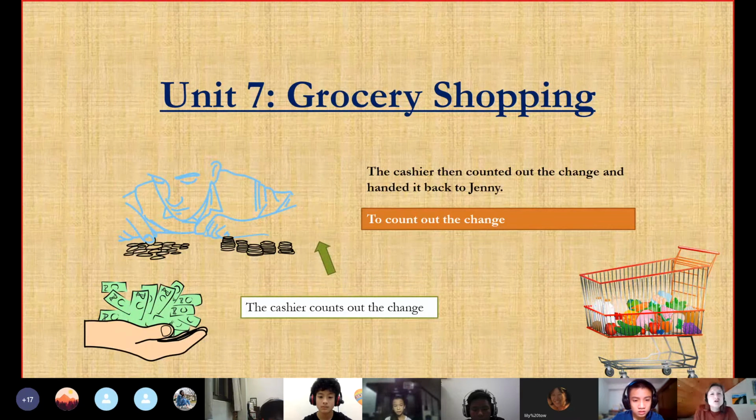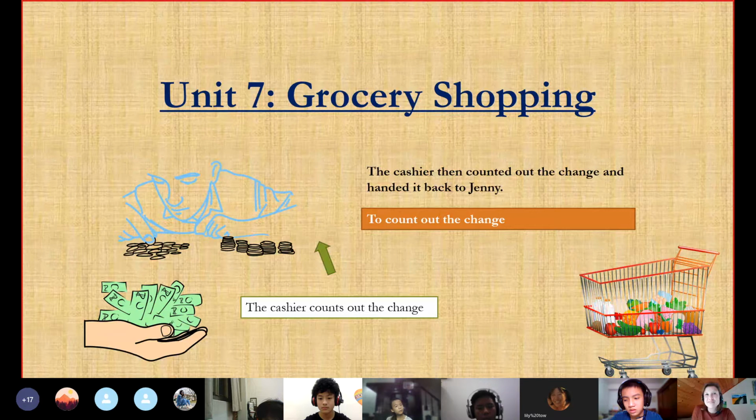So we all know what to count is, right? Maybe Ryan, can you give us an example of counting? How can you count? It can be very simple. Counted the money. Yeah, very good. So can you maybe give us an example, Ryan, to count something?